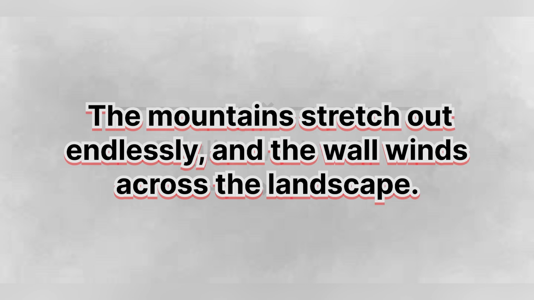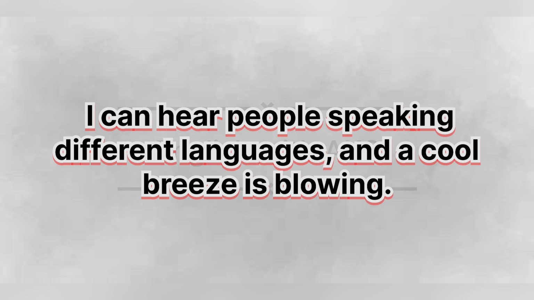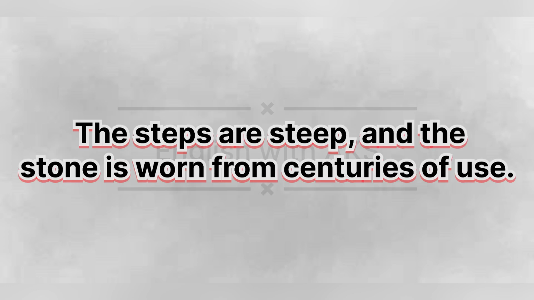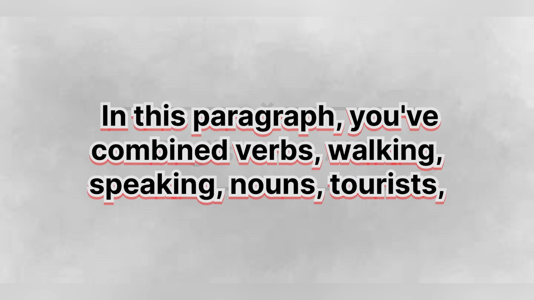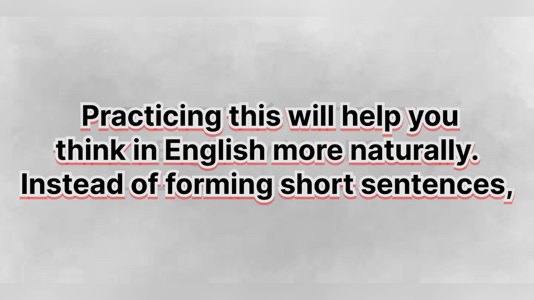The mountains stretch out endlessly, and the wall winds across the landscape. Tourists are everywhere, taking pictures and walking along the wall. I can hear people speaking different languages, and a cool breeze is blowing. The steps are steep, and the stone is worn from centuries of use." In this paragraph, you've combined verbs (walking, speaking), nouns (tourists, mountains, wall), and sentences to describe the scene. Practicing this will help you think in English more naturally.